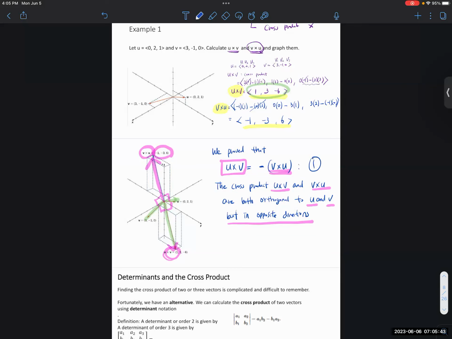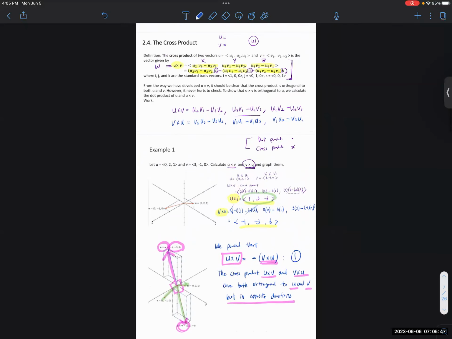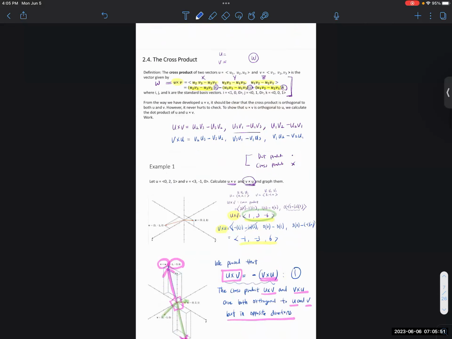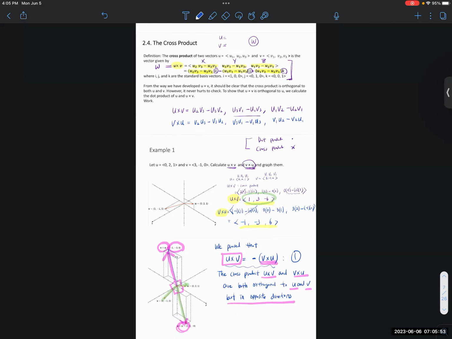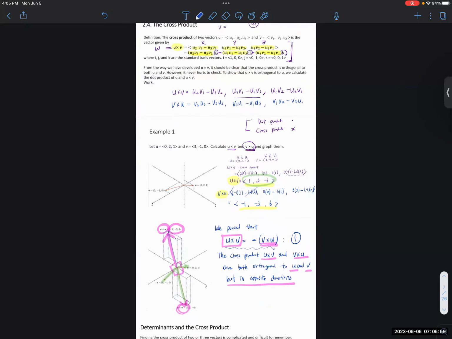Does it make sense, Gia? So we just prove this statement is true, and then we learn what they mean by orthogonal, by using the cross product. Does it make sense, Gia? So a little bit of linear algebra concept.